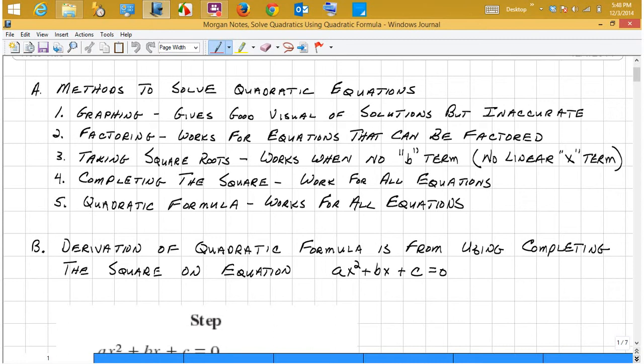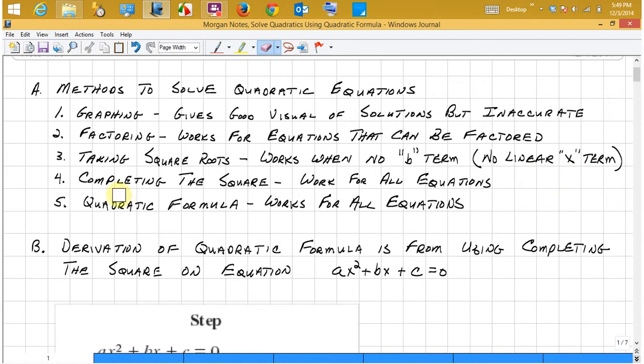And then some quadratic equations could be factored, and that's a fairly easy way to solve it. So if we can factor it, we usually do. Another way that we had just learned was taking square roots, and that occurs when there isn't any b term, or linear term. That would be if, for example, I had something like x squared minus 4 is equal to 0. There's no x term, so you could solve that by taking the square root of both sides.